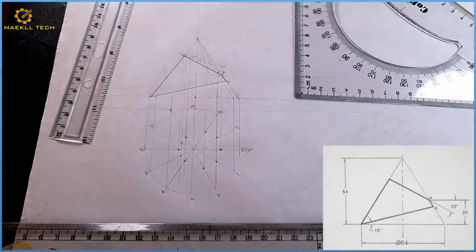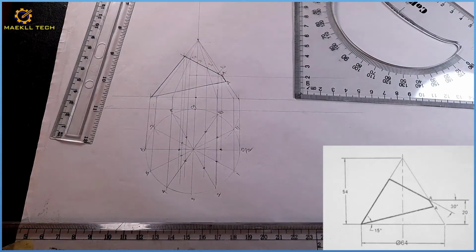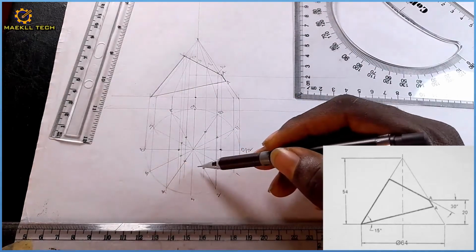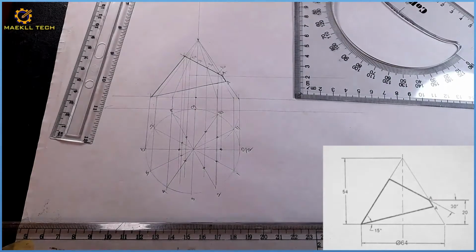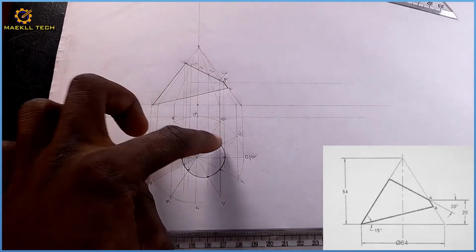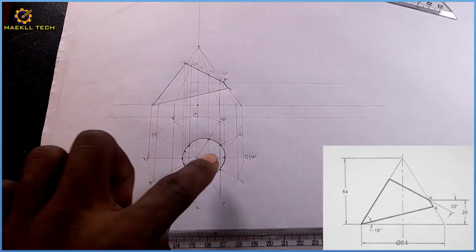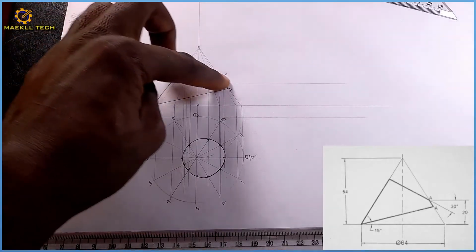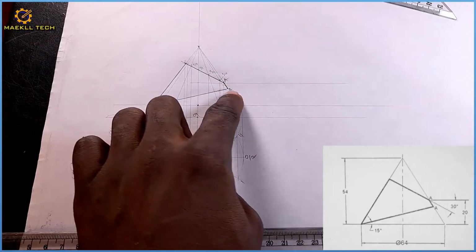So having these spots, I'm going to join them together using my French curve, since we are dealing with a cone. Okay, with the aid of my French curve, this is the curve I have. So this area is for the truncation on the upper part here. It remains for the bottom part.